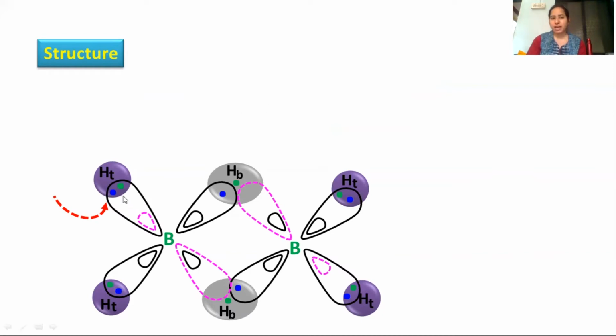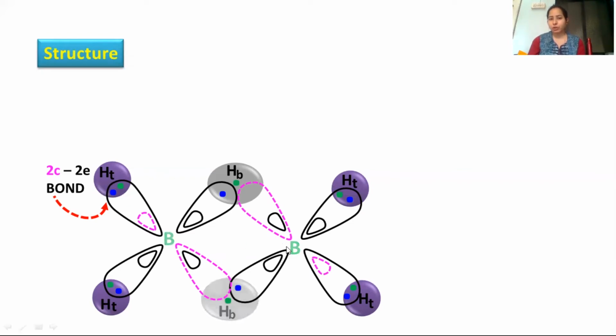Over here we have 2 nuclei, one from the boron and one from the hydrogen, and therefore we have 2 electrons also. So we can say it is a 2 center 2 electron bond. We call it a 2 center 2 electron bond because you have 2 nuclei and 2 electrons. How many 2 center 2 electron bonds do we have? We have 4, because you have 4 terminal hydrogen atoms. Talking about the center one, here we have 2 boron atoms, one this one and the other one this.